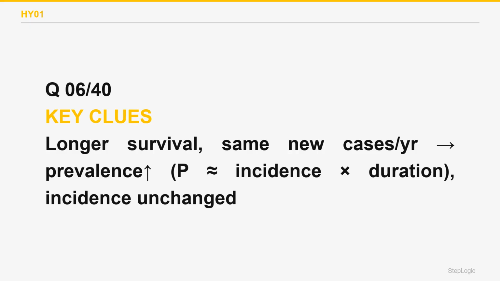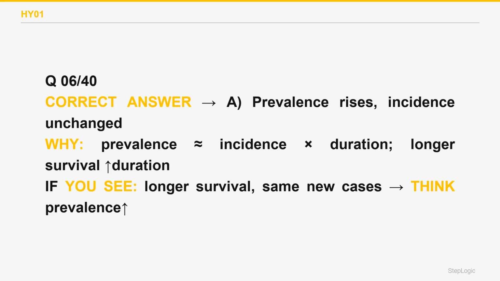Prevalence is approximately incidence times duration. A treatment that extends survival without curing lengthens disease duration, so patients accumulate and prevalence rises. Incidence counts only new cases per year, which the stem holds constant, so incidence does not change. Anything that makes people live longer with a disease inflates prevalence while leaving incidence alone. The correct answer is A.